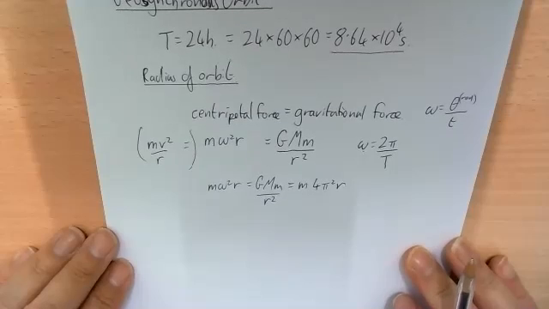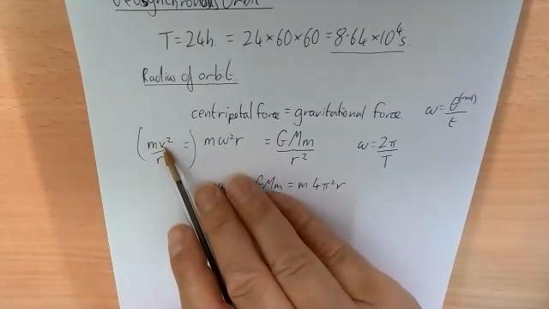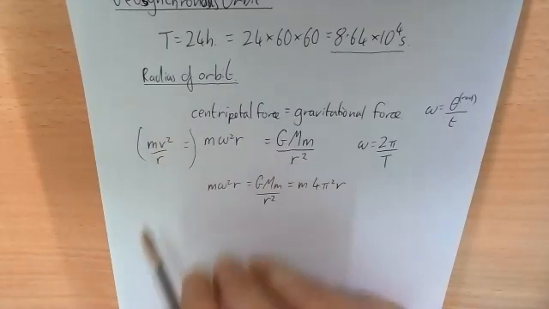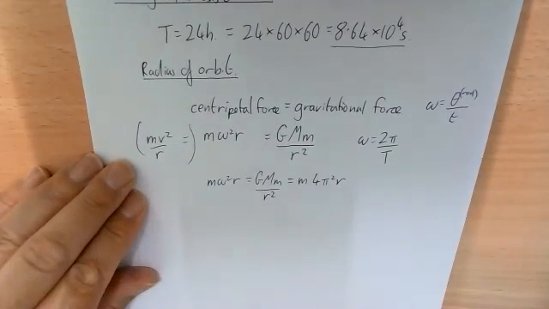Can we use mv squared over r equals the gravitational force to do what you're doing? Not really, no, because we don't know what v is. In some questions, you might get asked to calculate v, in which case you'd need to use that. But in this case, it's not particularly useful because we want to know the radius of the orbit. That's a good question. Thank you for asking those questions. It's really important to do so.